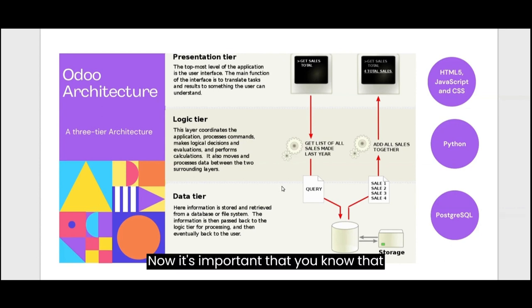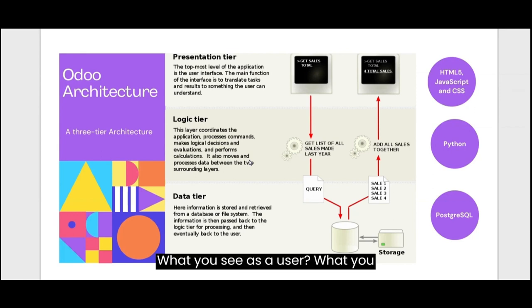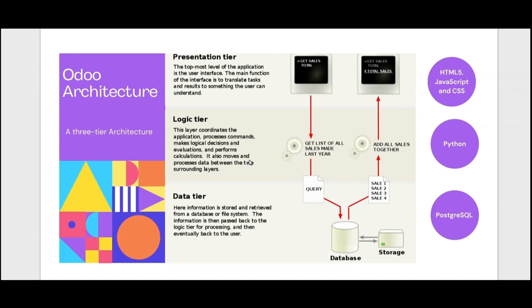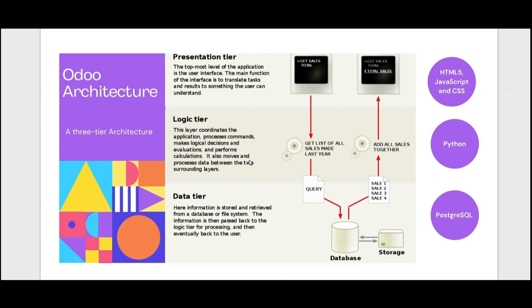Now, it's important that you know that Odoo is a 3-tier architecture. The presentation tier, we have the logic tier, and we have the data tier. The presentation tier is what you see as a user, what you can understand as a user. Your clients will probably not care about what is happening behind the scene. All users care about is to see a functioning application. This can be achieved using HTML5, JavaScript, and CSS. How are you going to couple this together to make a usable UI? We are going to be talking about that.